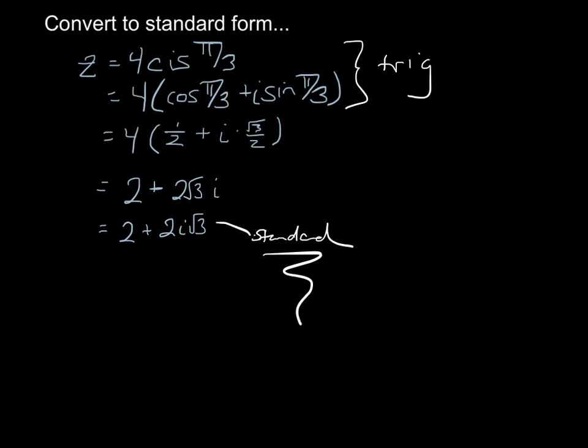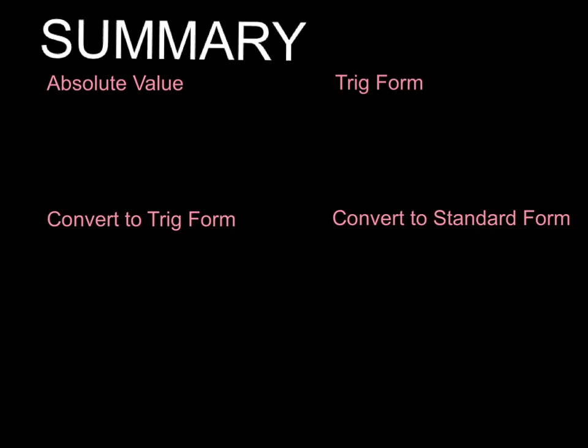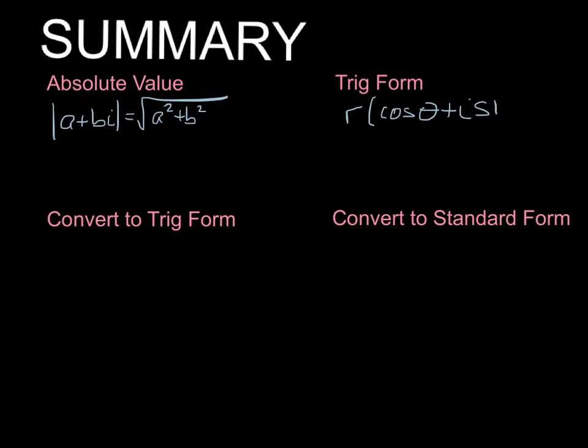So today we learned that complex numbers also have absolute values. To find the absolute value of a complex number, we use the Pythagorean theorem. And then we learned about trig form of a complex number. That could be written two different ways. That's r cos theta plus i sine theta, or r cis theta.